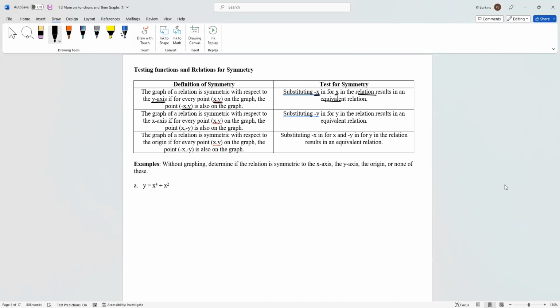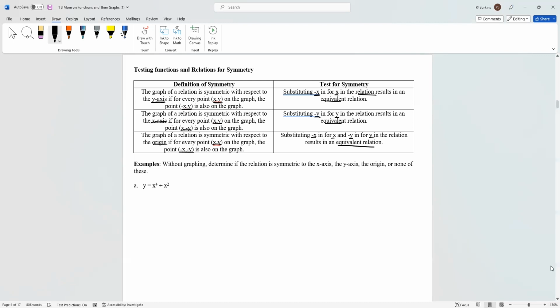Okay, we can also test for symmetry about the x-axis, which means that for every x, y, there has to be an x, negative y, which means we're plugging a negative y in everywhere we see a y. And if we get back an equivalent relation, then we have symmetry about the x-axis. And then finally, we can have symmetry about the origin, and that's for every x, y, there must be a negative x, negative y. And to show this, we need to plug negative x in for x and negative y in for y, and show that we get an equivalent relation.